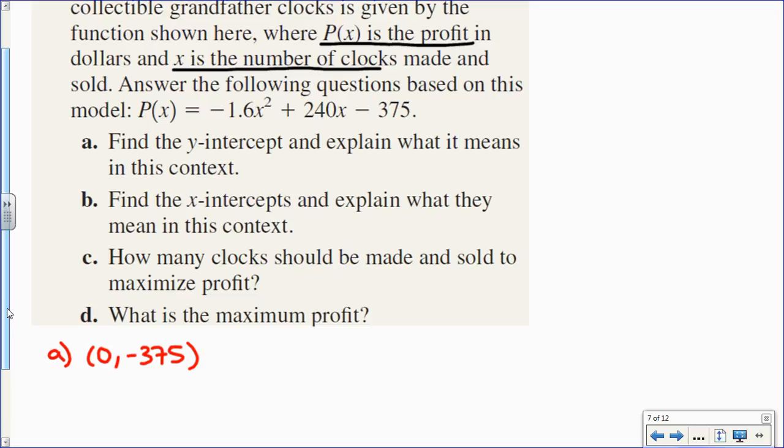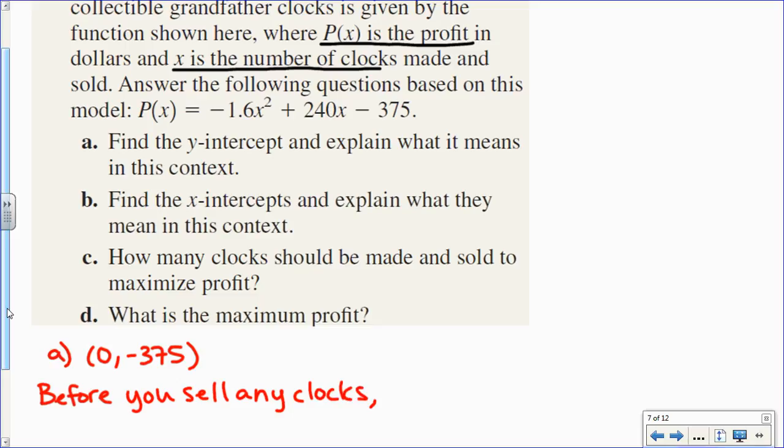So 0 is my x. What does x represent? I sold 0 clocks. Let's make that make sense here. You can say when you sell 0 clocks, but it's also before you've sold any clocks. So before you sell any clocks.